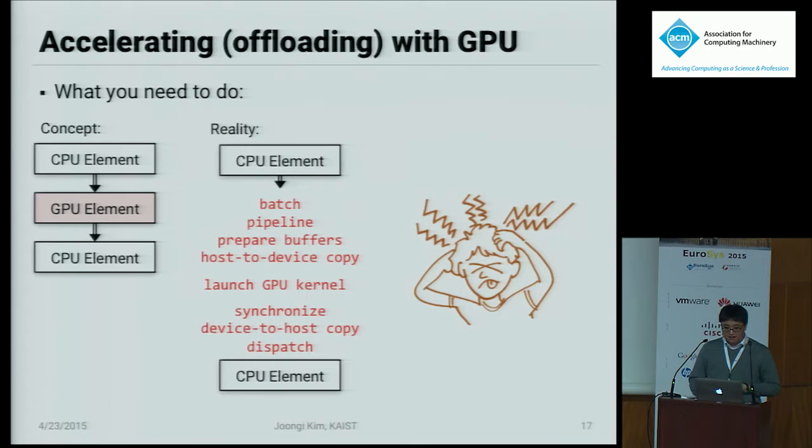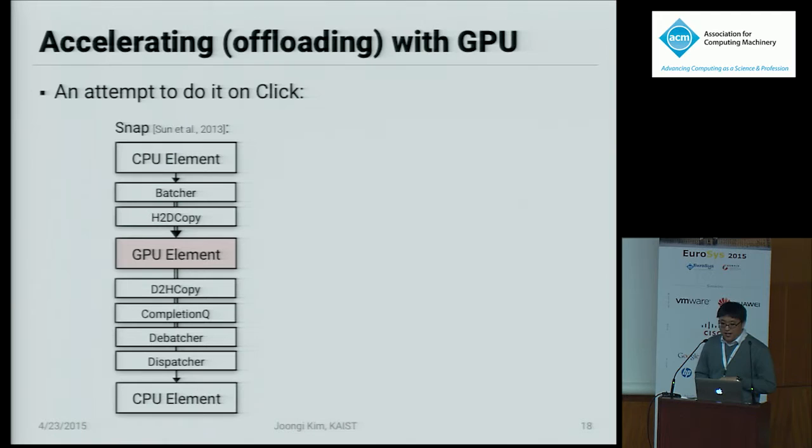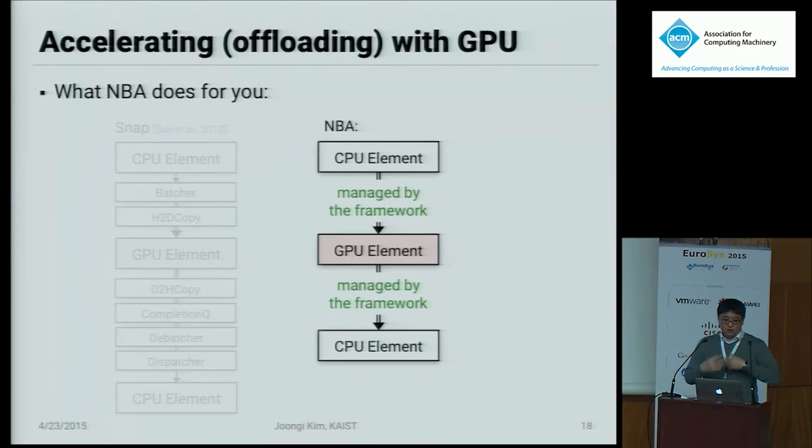Snap, in 2013, has introduced new Click elements that correspond to such operations. But still, you need to understand how GPU acceleration works. Moreover, the surrounding elements require GPU element specific configurations and expose non-packet processing details to the pipeline. We believe that this is kind of a critical hole of abstraction. In contrast, NBA fully automates and hides all these details, so it just lets you think like in the ideal world.